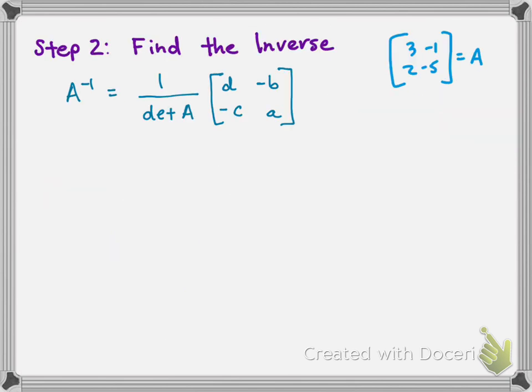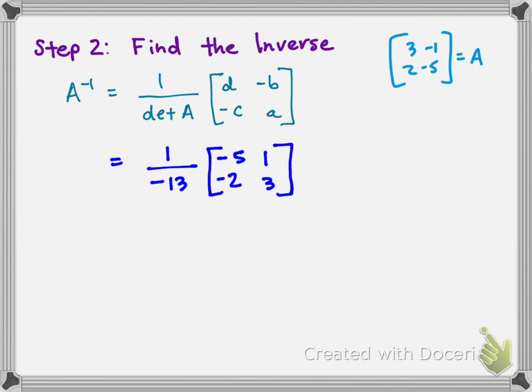On the next slide, we have the inverse setup, where we have 1 over the determinant of A times the augmented matrix. We just calculated the determinant of A was negative 13. Now I'm going to augment the matrix A. Notice A up on the top is 3, negative 1, 2, negative 5. So we're going to flip the A and D locations. We're now going to put negative 5 in the top corner and 3 in the bottom right corner. Then we negate B: negative negative 1 is 1, and negative of 2 is negative 2.